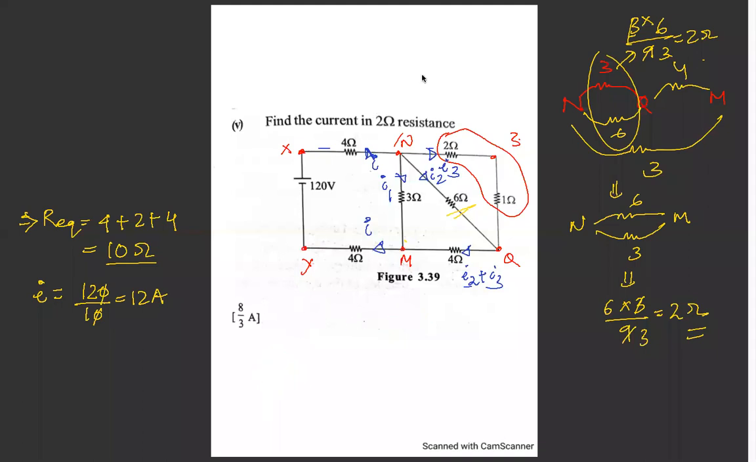I'm showing you the current here. So let's say that this is the current. How much current is going? 12 ampere current is going. This 12 ampere, a part of it is going to 3, a part of it is going to 6, and part of it is going to 3, right? We have to find out this part only.